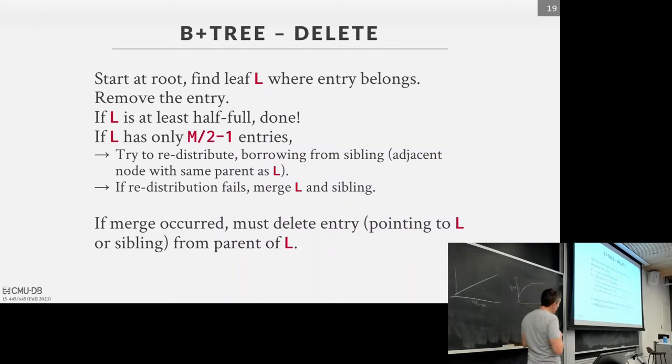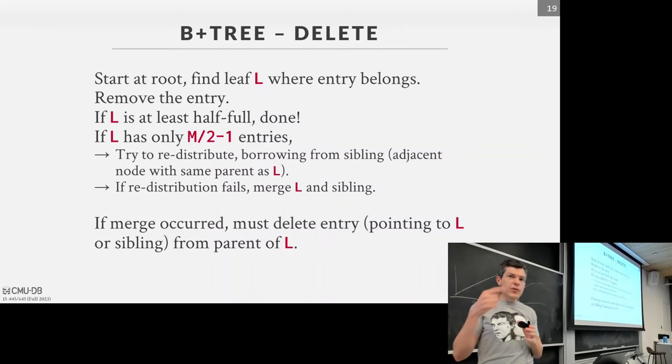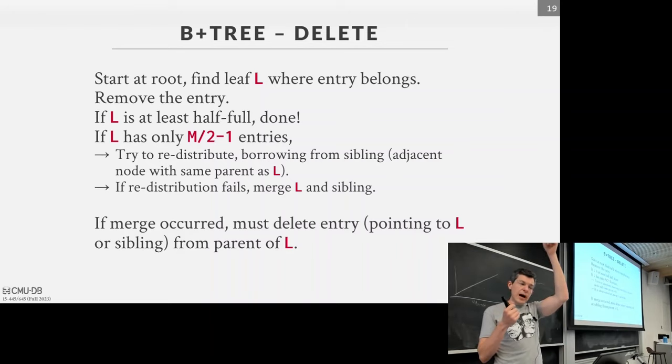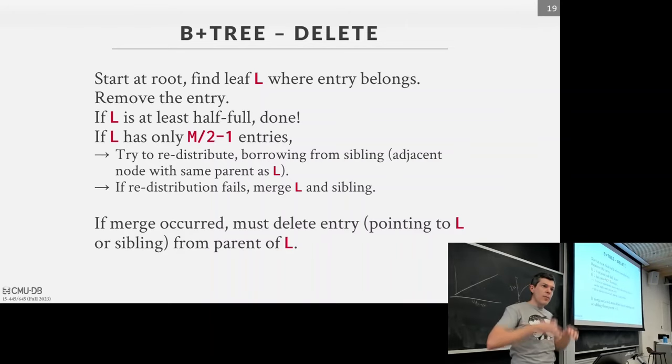If we can't redistribute, then we have to merge the leaf L with one of its siblings, combine those two nodes' keys, put them together, and then update the parent accordingly. And again, this is recursive. If I merge two nodes together, and then delete a guidepost key in my parent, and now the parent is less than half full, then the merge will cascade up.